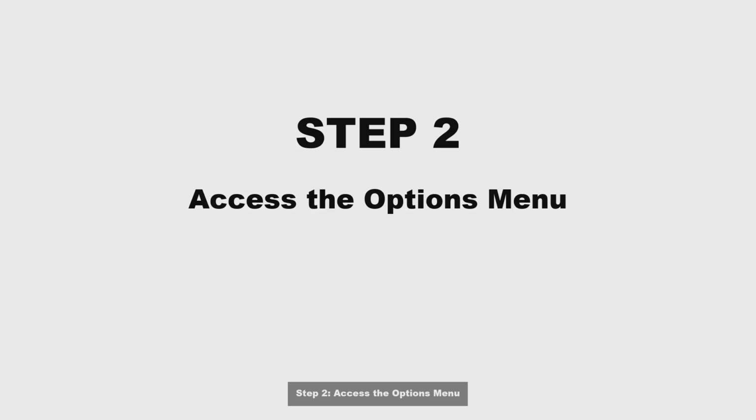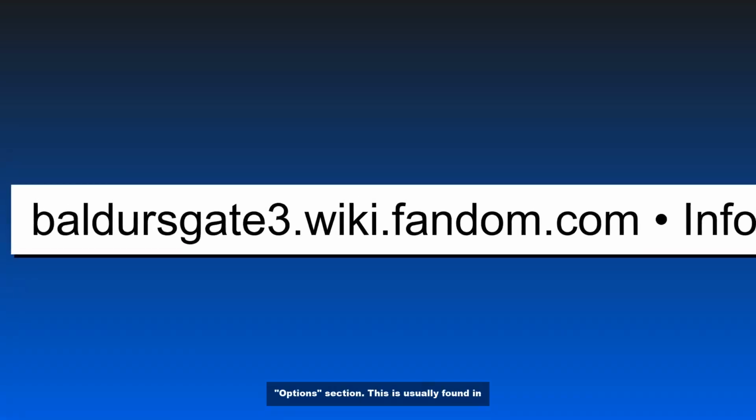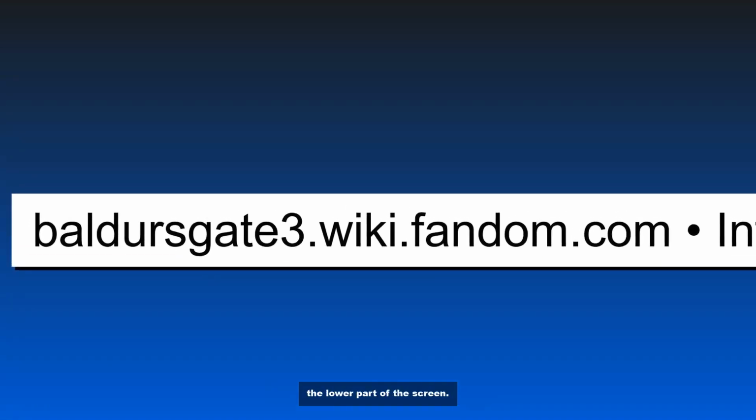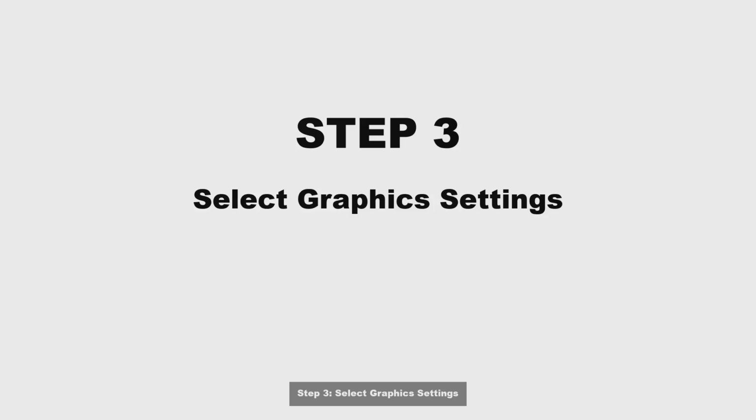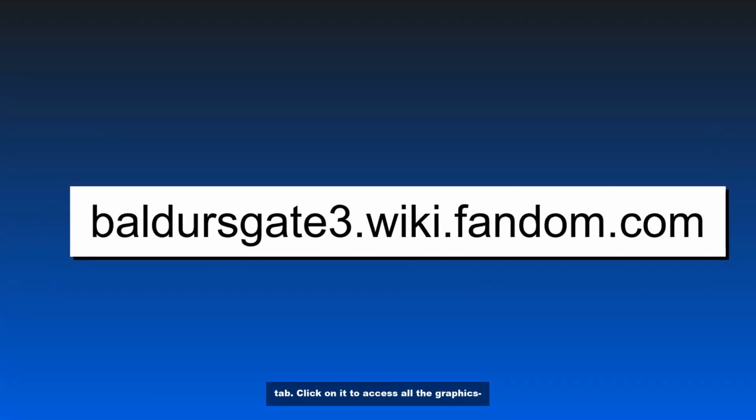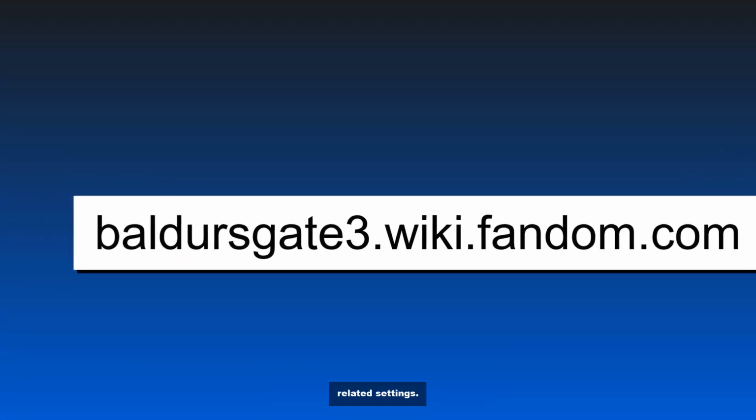Step 2. Access the Options menu. Once on the main menu, navigate to the Options section. This is usually found in the lower part of the screen. Step 3. Select Graphics Settings. In the Options menu, look for the Graphics tab. Click on it to access all the graphics-related settings.